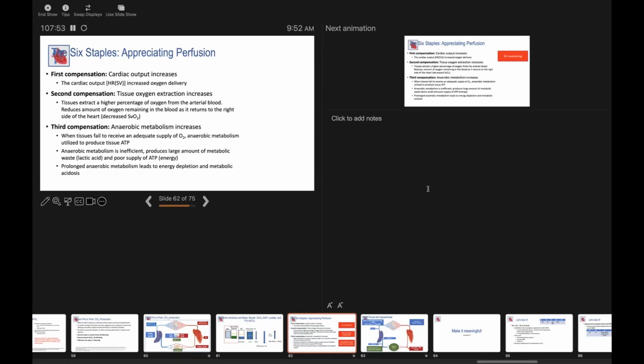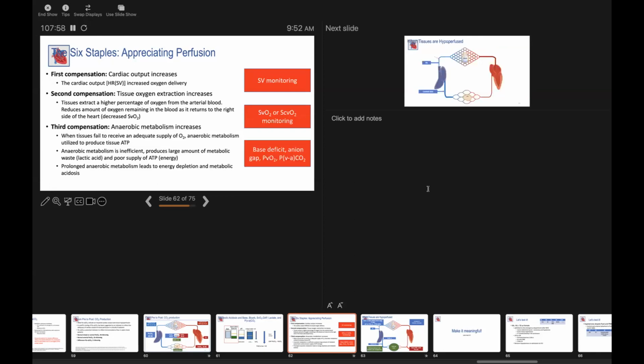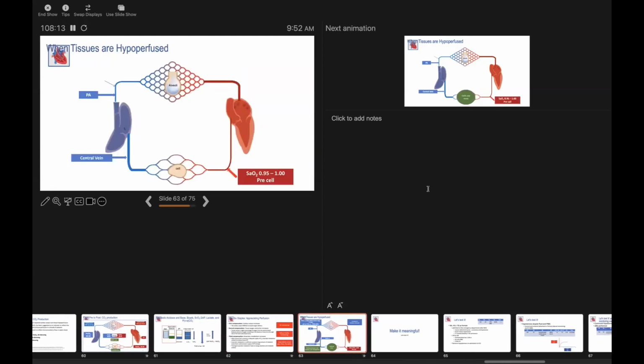Good? Cool. Okay. So stroke volume monitoring, SvO2 or ScvO2 monitoring, and indicators of anaerobic metabolism: base, bicarb, anion gap, and this last one, which I really love, but they're not going to ask you about it. We'll talk about it another time in another class. Okay.